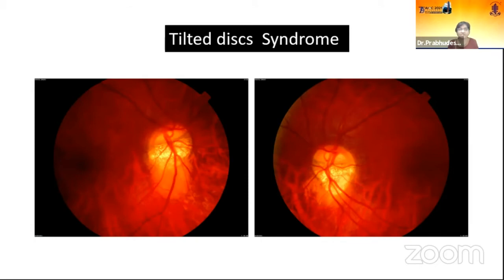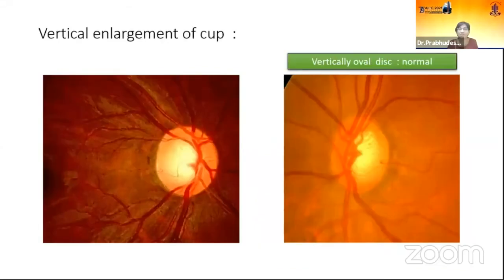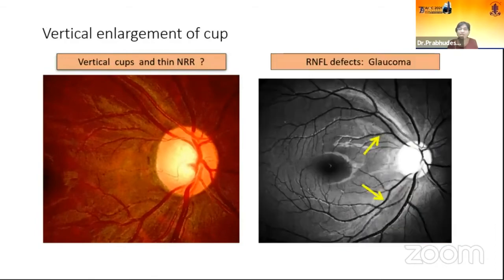Asymmetry is definitely a sign of glaucoma, and you need to investigate, because symmetry is seen in almost 98% of patients, and asymmetry is of 0.2% significance. If it is there, it should not be ignored. If there is vertical enlargement of the cup, vertical enlargement in an oval disc can be normal, but vertical enlargement and thin NRR, always see red-free photographs. If you see RNFL defects bitemporally like here, definitely it is glaucoma.